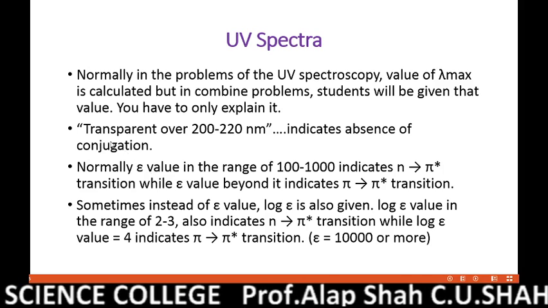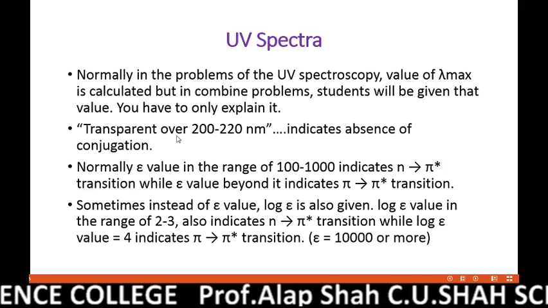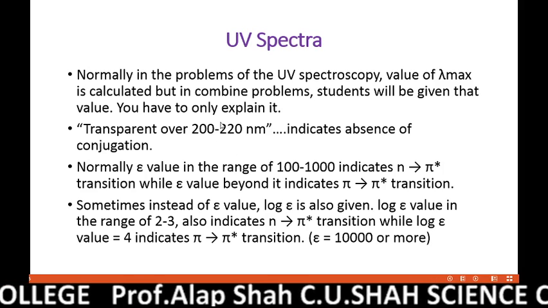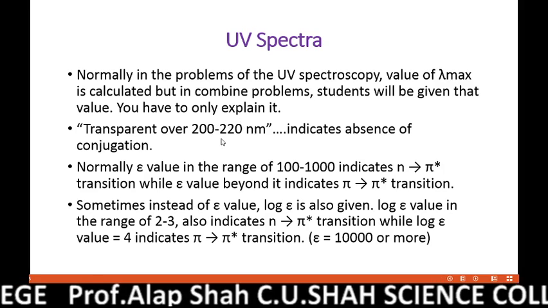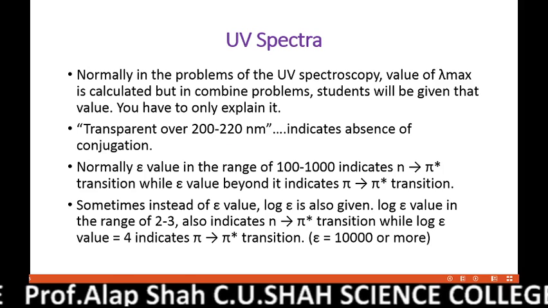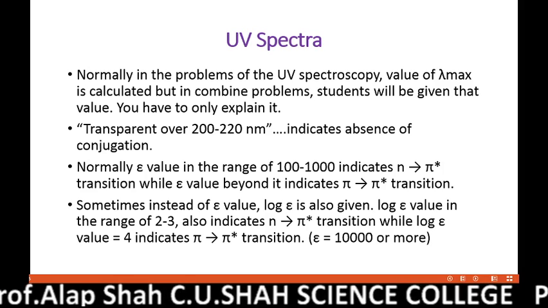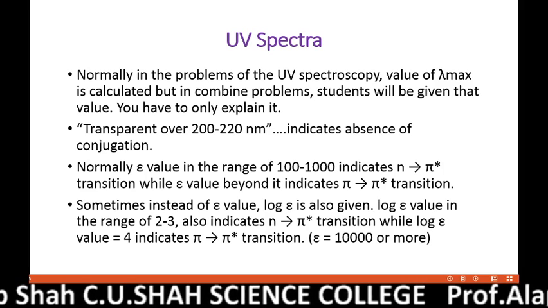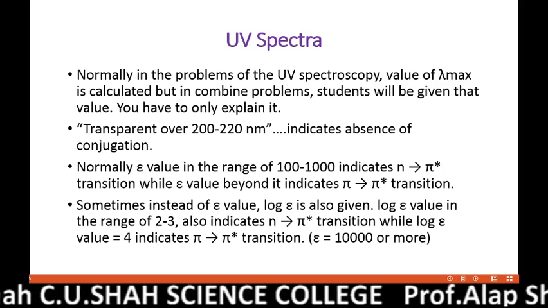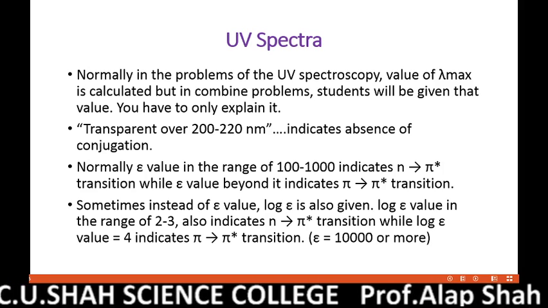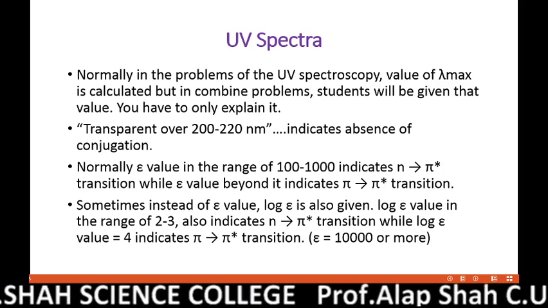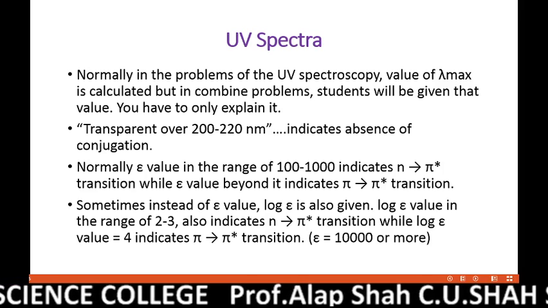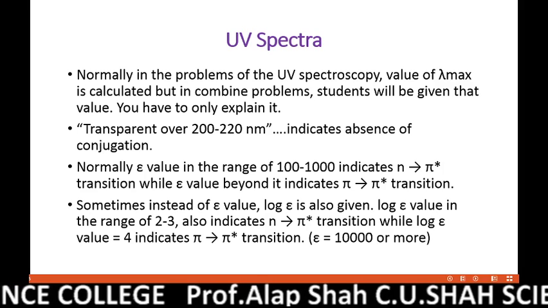Sometimes the data says the compound is transparent over 200 to 220 nanometer. This statement indicates the absence of conjugation. Absence of conjugation doesn't mean absence of double bond. A double bond can be present, but conjugation means alternate double bonds. So if transparent over 200, 210 or 220 nanometer is given in the UV data, one should understand that the conjugated diene system is absent. There can be a single double bond present in the compound.